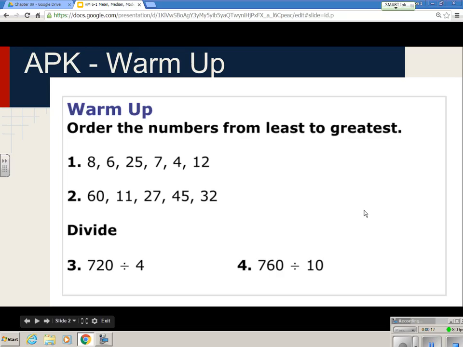Okay, your warm-up today is to order these numbers from least to greatest, number 1 and number 2, and then just some simple division for 3 and 4. Come on back when you're ready.